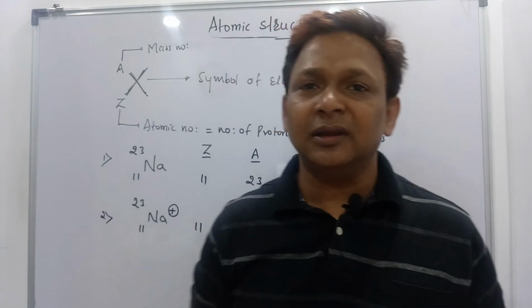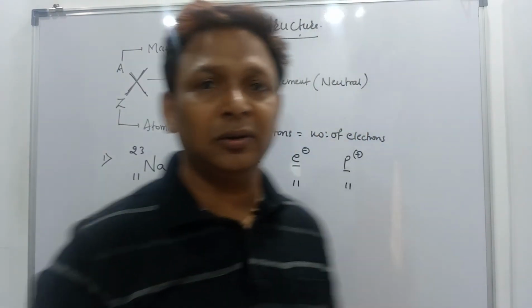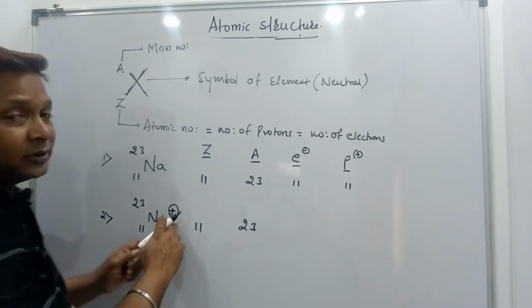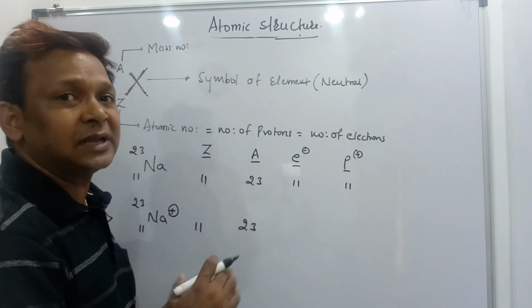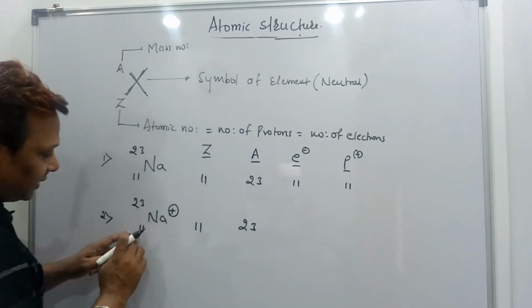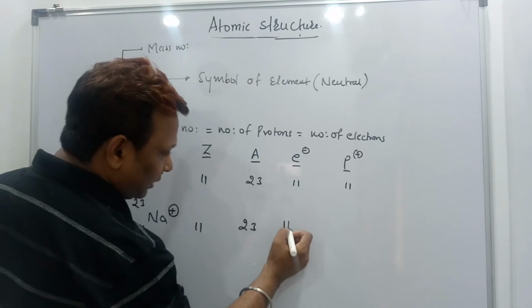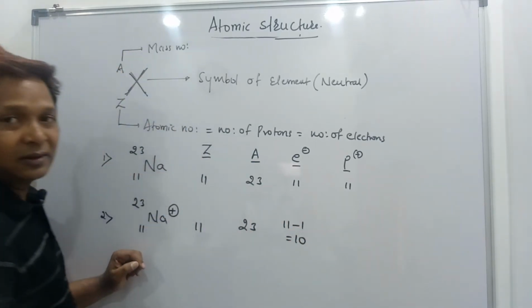Whenever an atom gets a positive charge, it is called a cation, and cation means it loses one electron. If it loses one electron, it gets one positive charge. So loss or gain of electrons always takes place outside the nucleus. It loses one electron, which means the actual number of electrons it should have is 11, but it loses one, so now the electrons become 10.